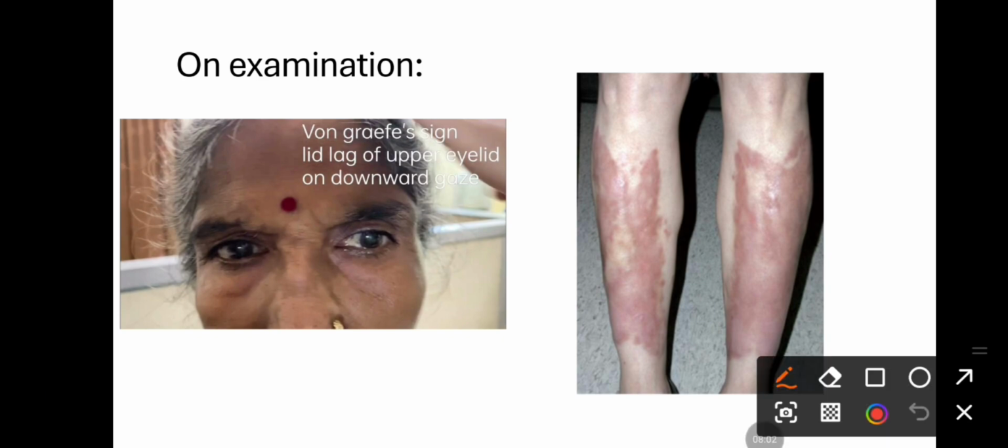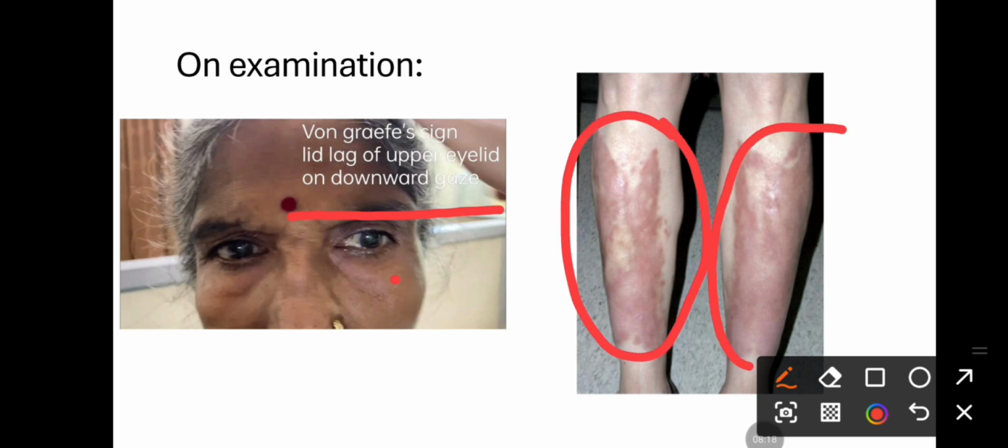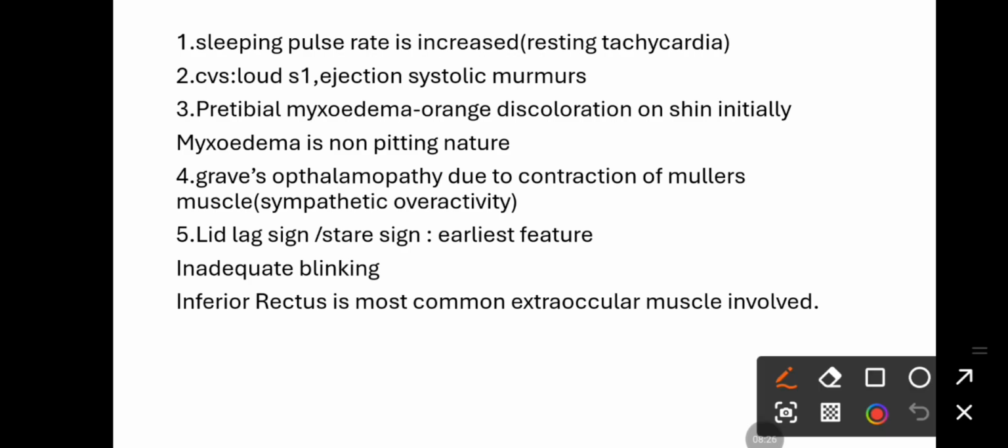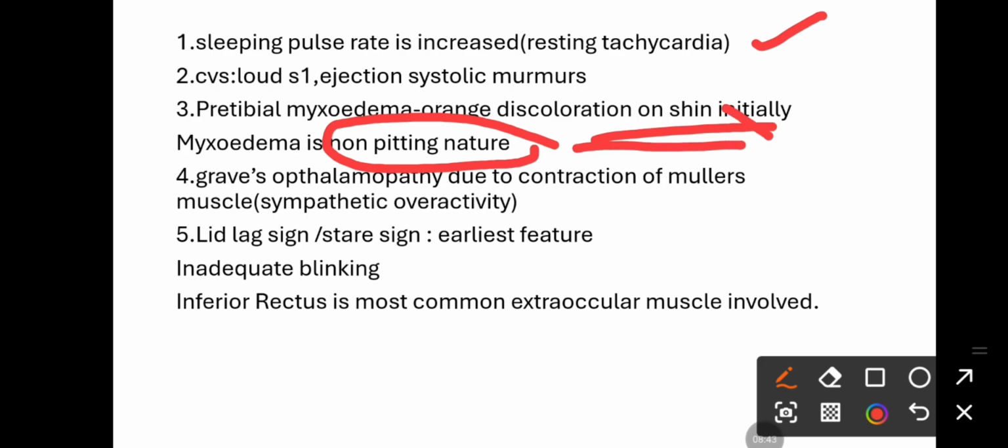So in Graves' disease, on examination, we will see von Graefe's sign or lid lag of the upper eyelid on downward gaze. This is pretibial myxedema on examination. As we discussed earlier, there will be an orange discoloration on the shin. On examination, sleeping pulse rate is increased, that is resting tachycardia. There will be pretibial myxedema, initially an orange discoloration on the shin. Myxedema is non-pitting in nature. Do remember that it might be asked in your theory exams.